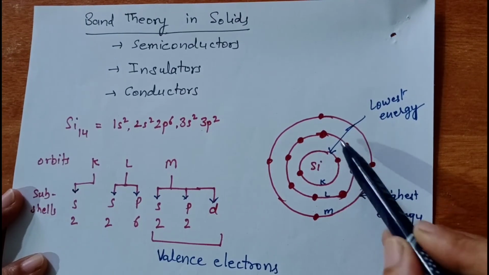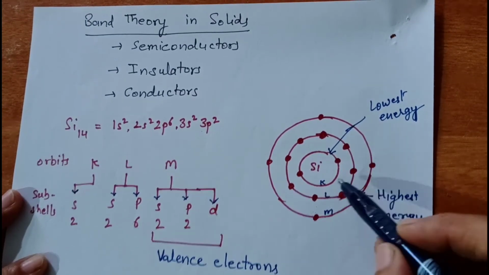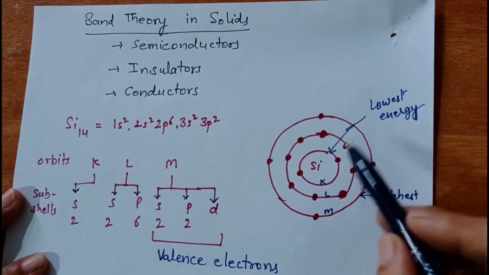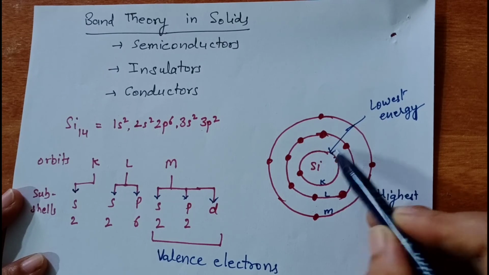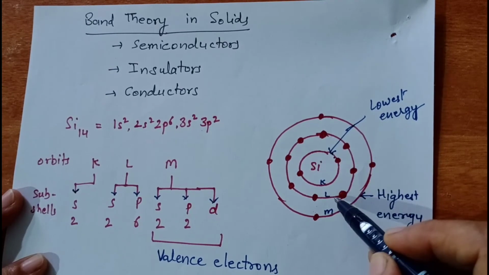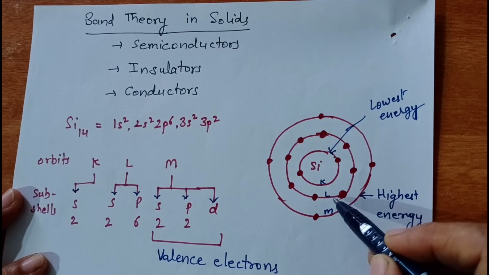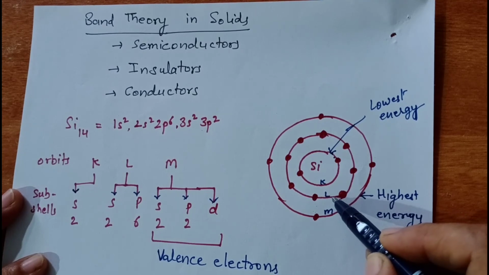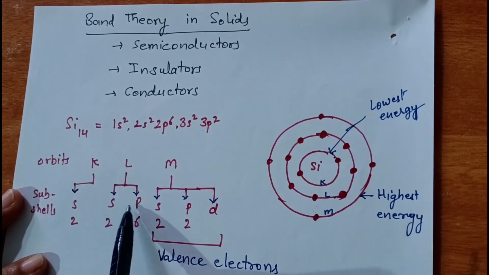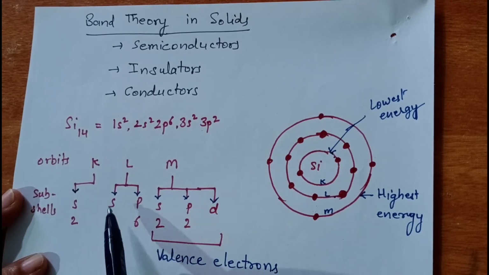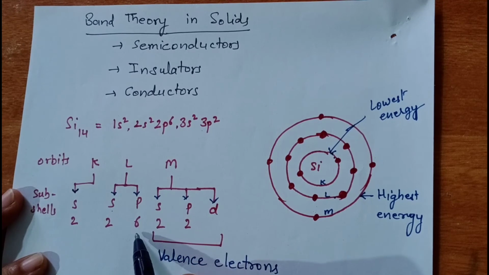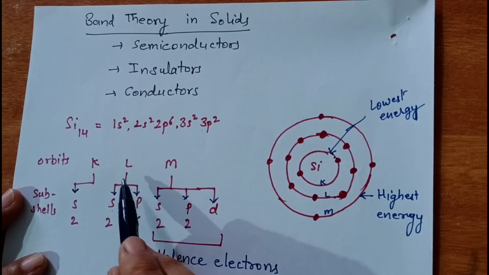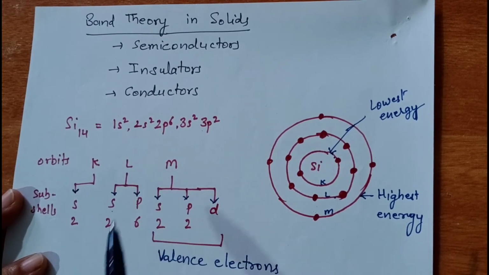Then the next shell is the L shell or the next energy level. The first one is the lowest energy level, and the next one, the L shell, can have a total of 8 electrons. It has 2 subshells, S and P. S, as we know, can hold only 2 electrons, and P can hold a maximum of 6 electrons. So the L orbit can hold a total of 8 electrons.